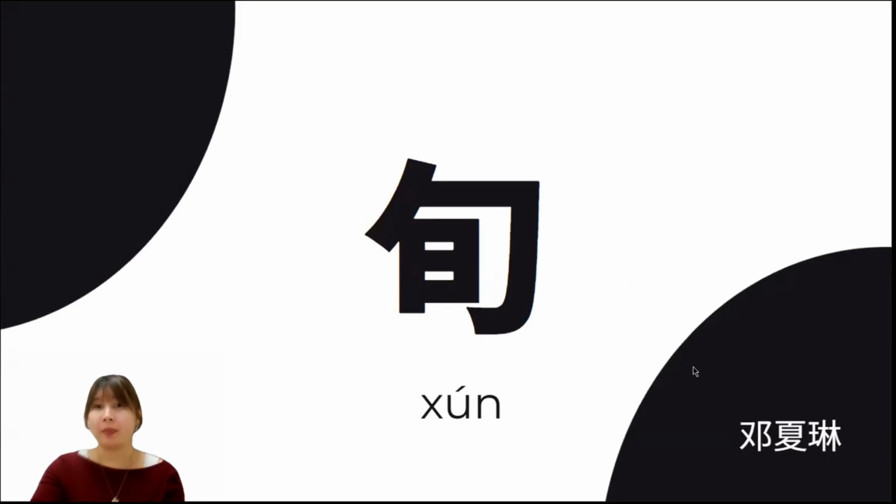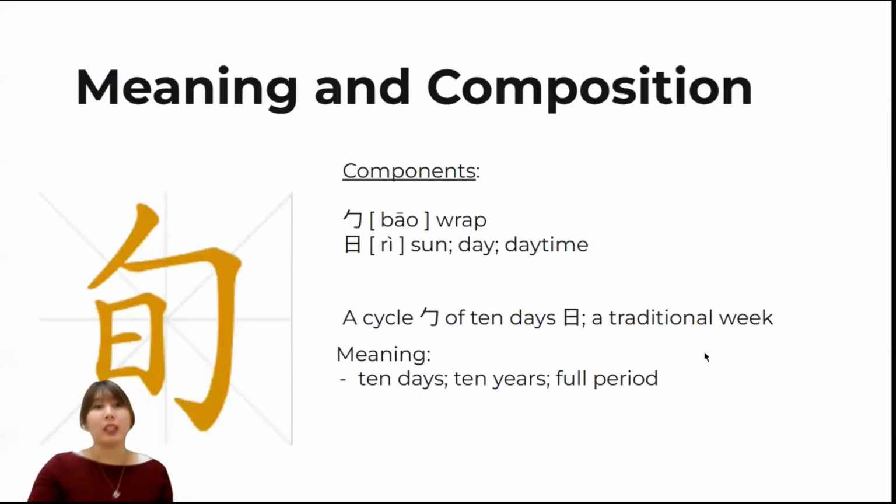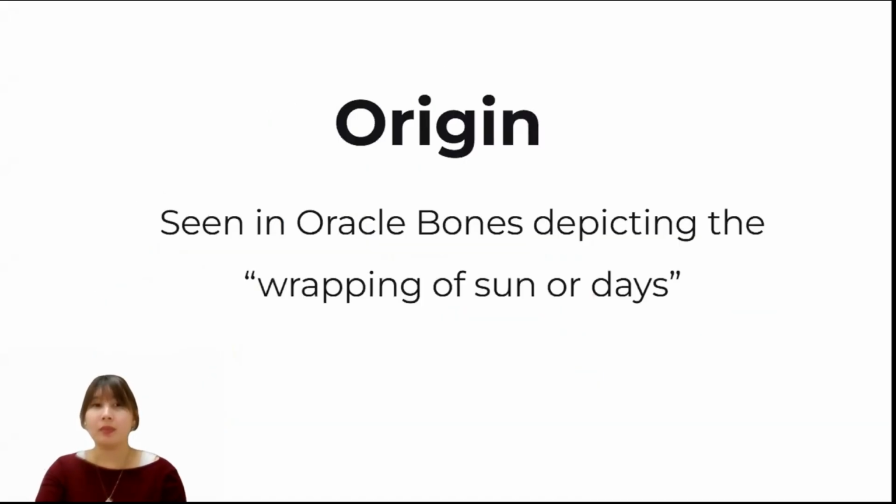So, a little about Shun. The meaning behind Shun is 10 days, 10 years, or a full period. As you can see on the left-hand side, it's composed of Bao and Ru, which is an ideogram meaning pretty much like wrapping the sun. As you can see here, the origin is seen in the oracle bones depicting the wrapping of the sun or days. So pretty much literally meaning a small segment of days or some sort of cycle.